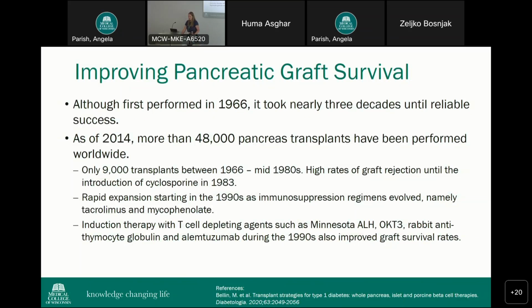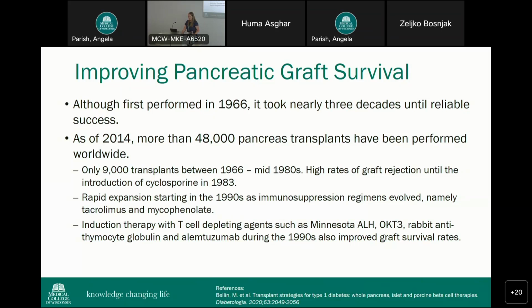So although 48,000 transplants have been performed as of 2014, if you look at the numbers, there were only 9,000 performed from the first transplant through the mid-'80s. And really the reason why was the high rates of graft rejection. As patients found out that the transplants were not a success, obviously no one was willing to undergo one.